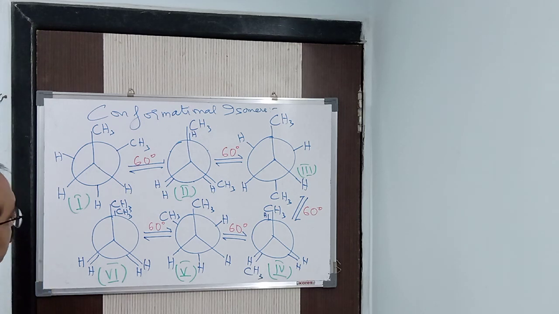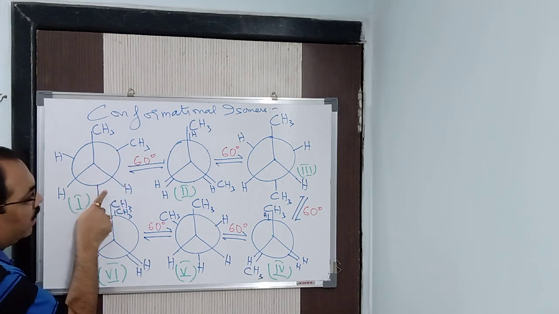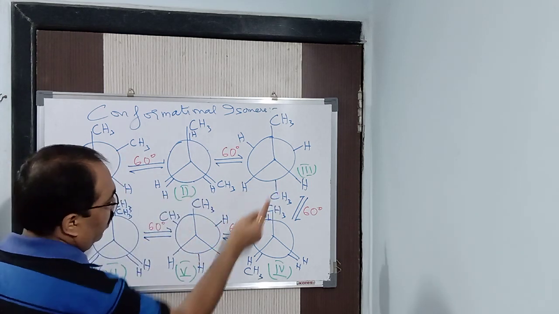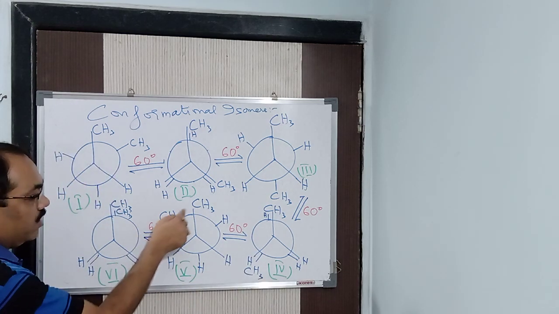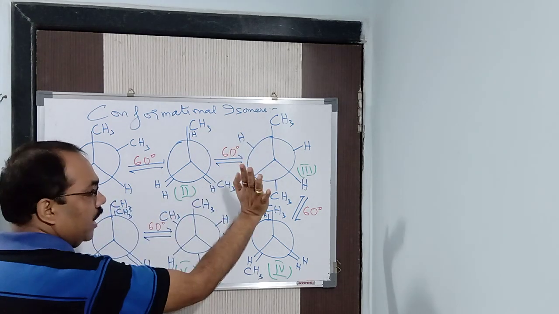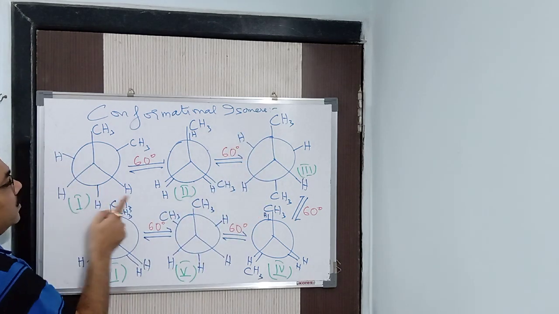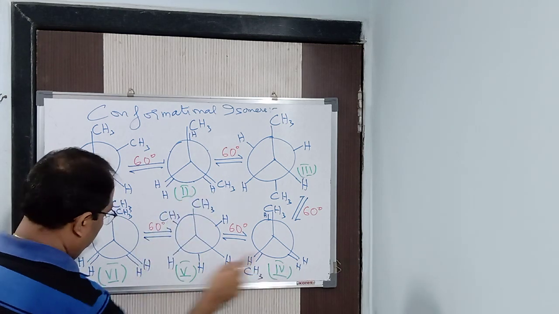Now we have to understand this diagram. Already I said this is staggered. So staggered here is 1, then 3, and then 5. Yes, this is staggered. The angle is 60 degrees. Now you may ask, sir, how is this staggered? I'll come to it, don't worry. Got it? Now this is eclipsed. 2, you can see 0 degrees. Again 4 and again 6.